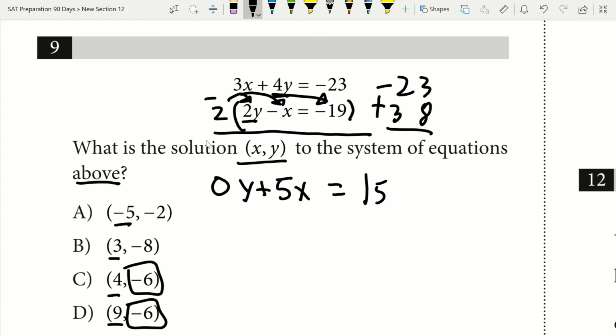Therefore, I have 5x equals 15. At that point, I'm going to divide each side by 5 to solve for x, and I will see that x is going to equal 3.